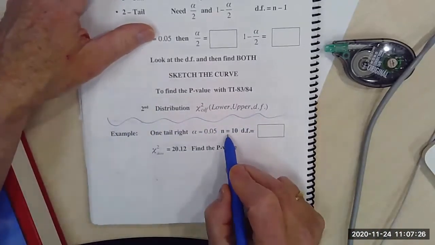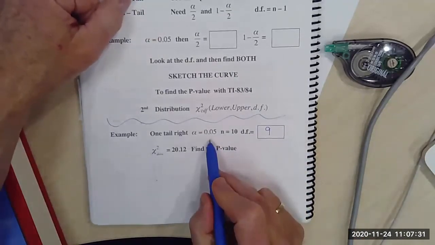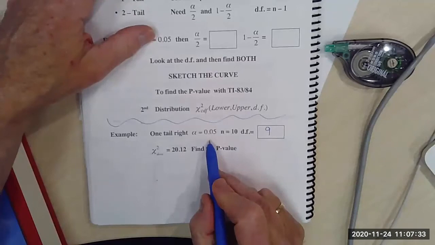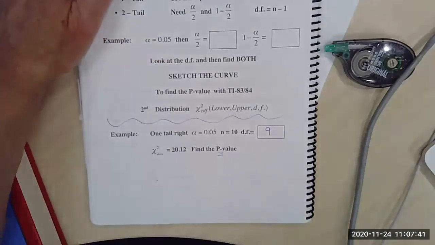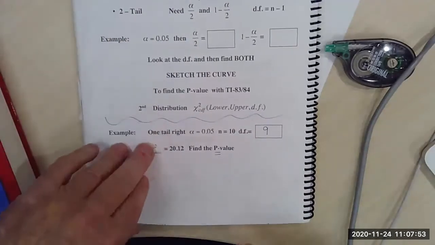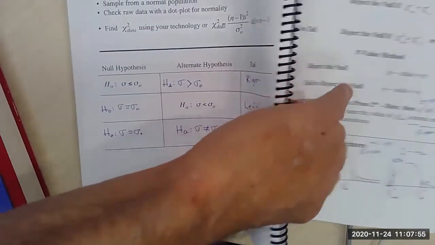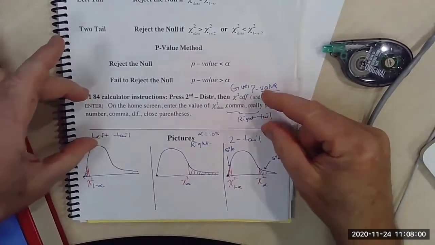Okay, n is 10, degrees of freedom is 9. Alpha is 0.05, great. And what am I going to find? Find the p-value. The data value is this. So p-value is always found by taking the chi-squared CDF. Here, I'll show you again. Right here, this is finding the p-value. This right here is the p-value.